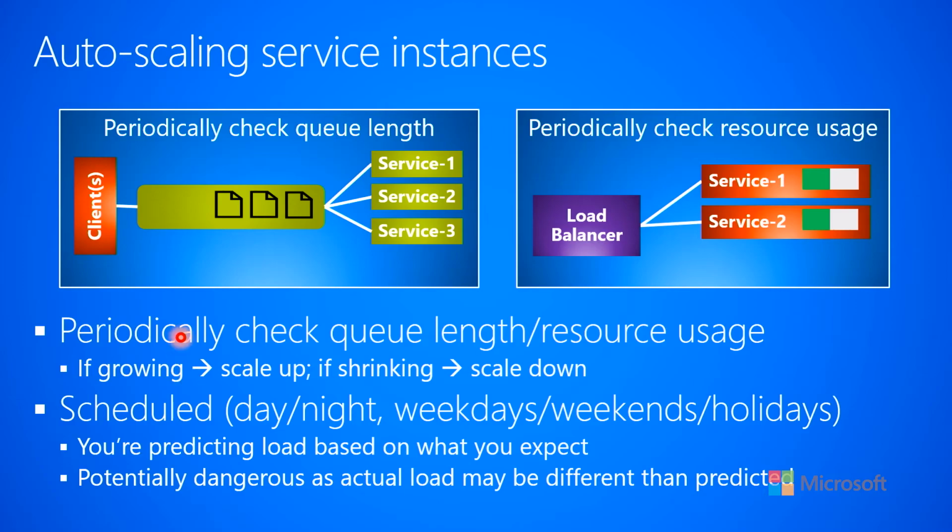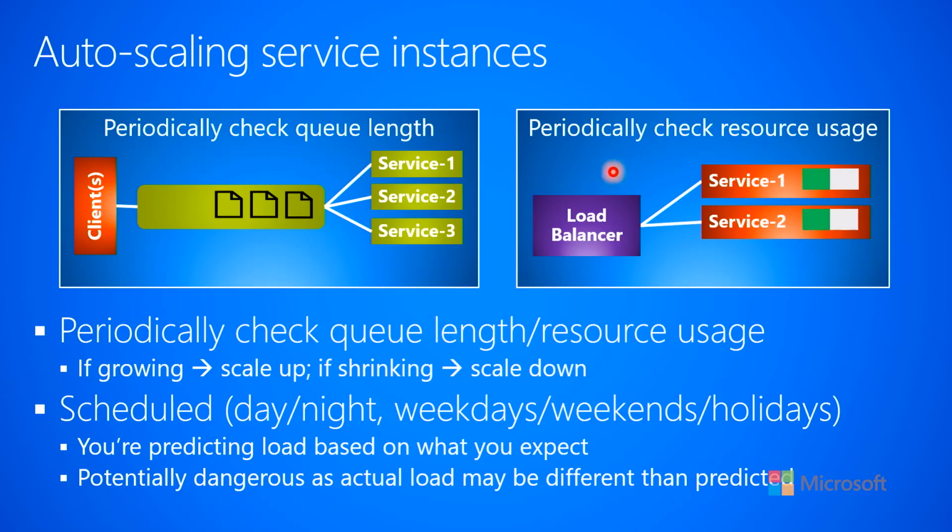As I say here on the slide, the orchestrator is periodically checking the queue length. If the queue length is growing, it will scale up the number of instances in your cluster. If it is shrinking, then it will scale down the number of instances. And if the queue length is relatively stable, then of course the number of instances will also remain stable.